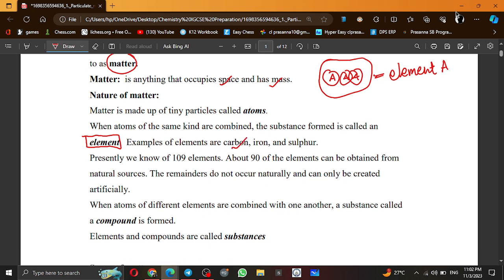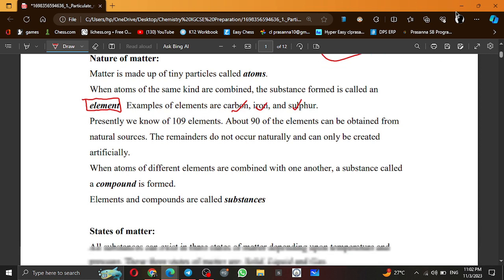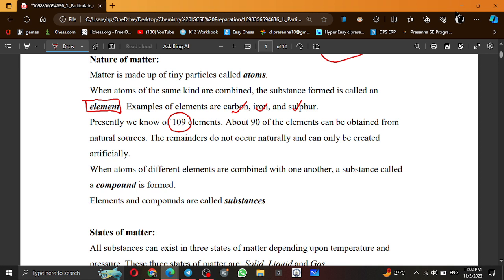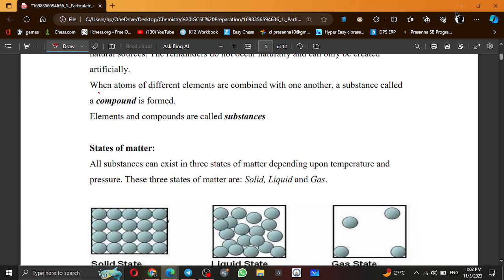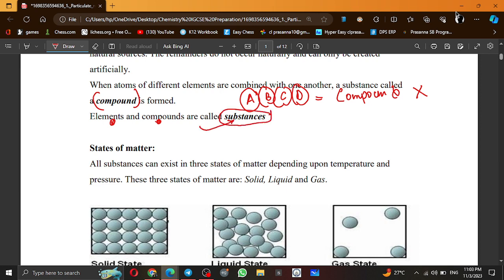Examples of elements: we have carbon, iron, sulfur, and as of now we know about 109 elements, out of which 90 are naturally occurring and around 19 can be made artificially. When atoms of different elements are combined with one another, a substance called a compound is formed. Let's say we have atom A, atom B, atom C, atom D. This will form a compound with a different name. Let's name it compound X. And elements and compounds are together called substances.